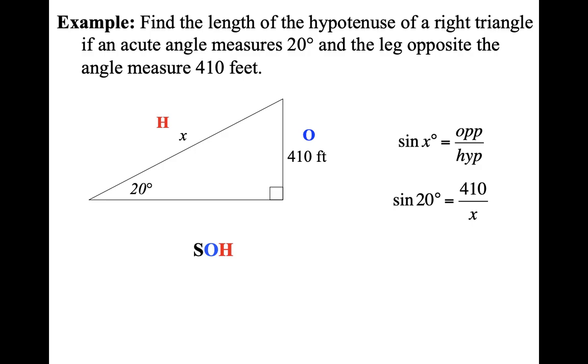So I need to solve for x. The first thing I need to do is multiply both sides by x to get it out of the denominator. So we have x times the sine of 20 degrees equals 410. Now remember, the sine of 20 degrees, if you think about it in parentheses, that will become a number. I just have to plug it into a calculator. And so I want to get x by itself. What operation is happening between x and sine of 20 degrees? Multiplication. So I want to divide both sides by sine of 20 degrees. So x is equal to 410 divided by sine of 20 degrees.